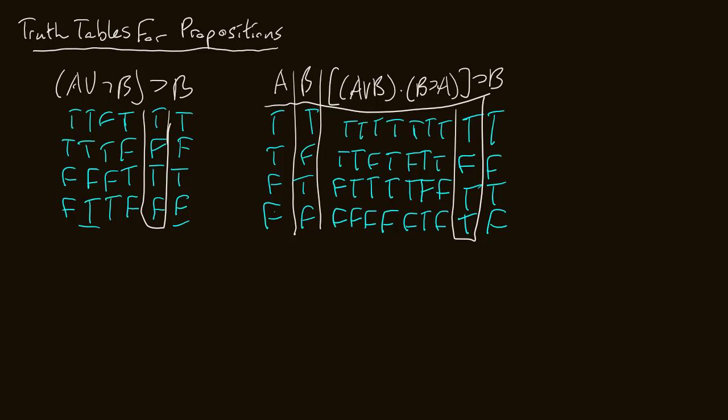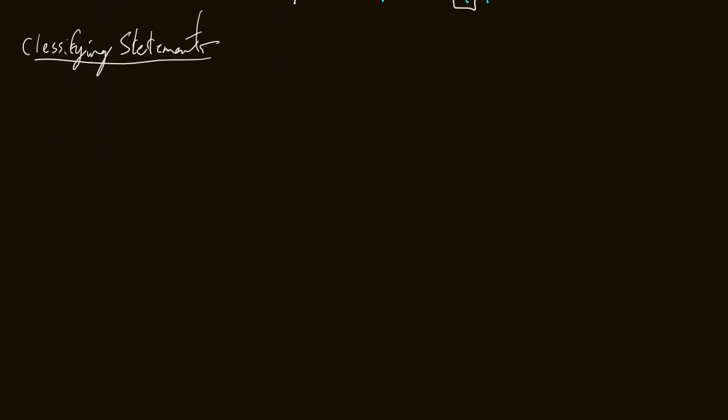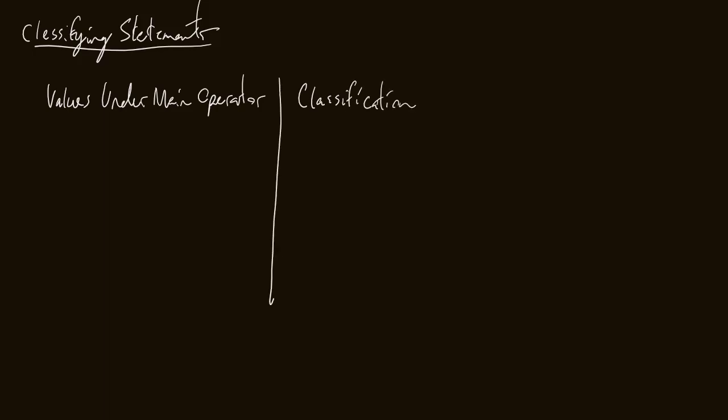So there you go. And now we're going to move on to our classifications of statements. So classifying statements. All right, so let's make a little table for this. We're going to classify our statements based on the values under our main operator. So we'll say values under main operator, and then classification. We're going to draw out a nice little table to classify our statements.